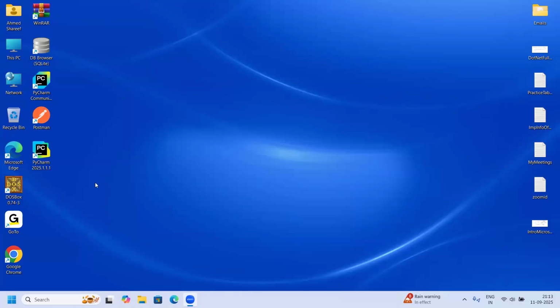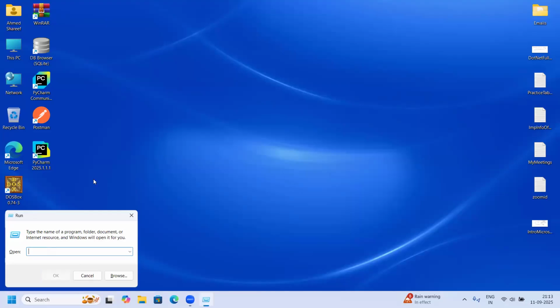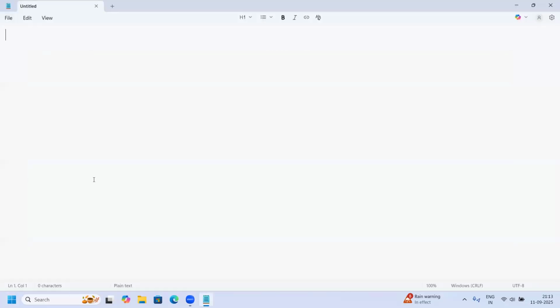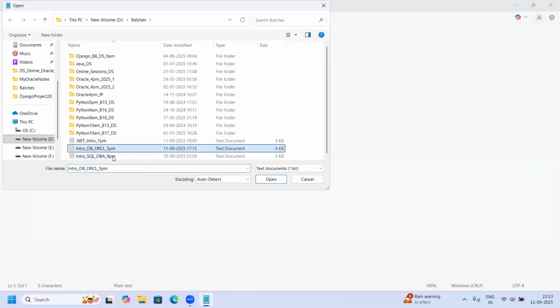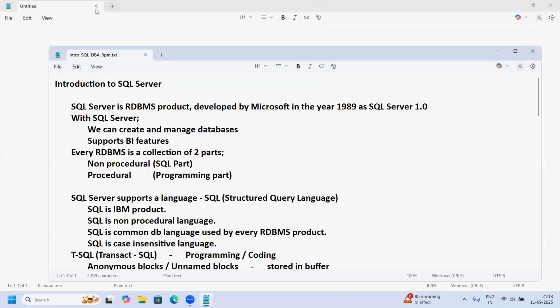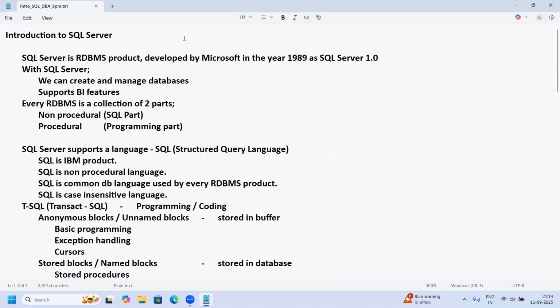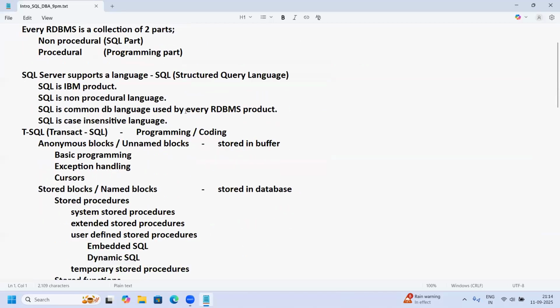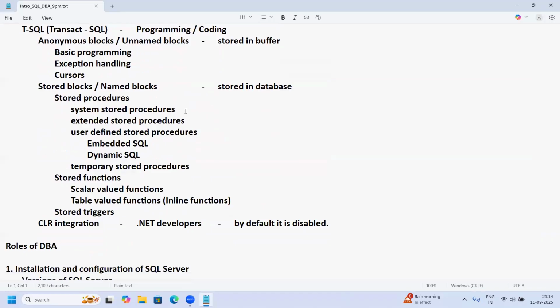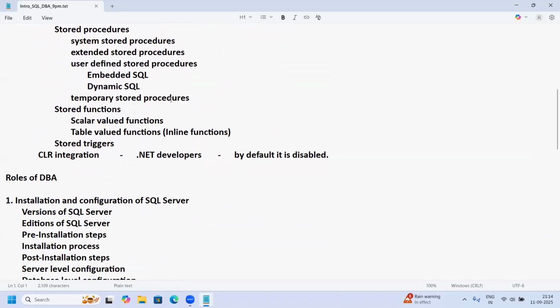In the last session for the demonstration class, we covered a few basic things related to SQL DBA. I gave an overview of the SQL Server introduction, plus we discussed the roles of a database administrator. That was all the introduction part of SQL up to this point. And then we discussed the roles of a DBA.